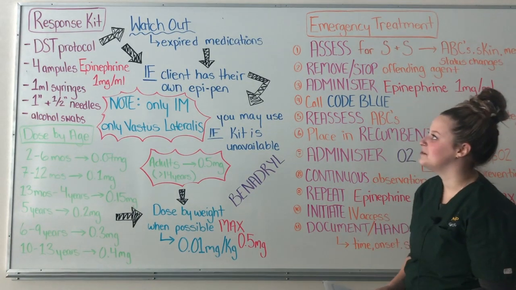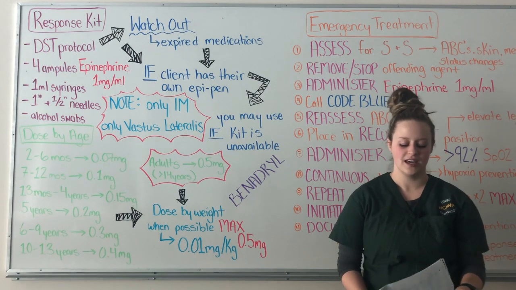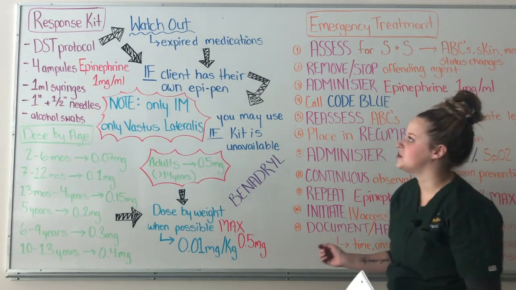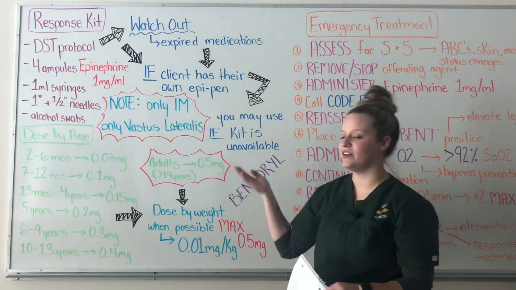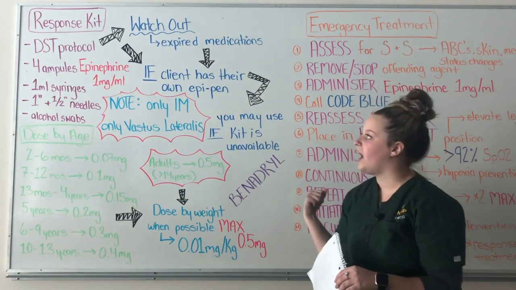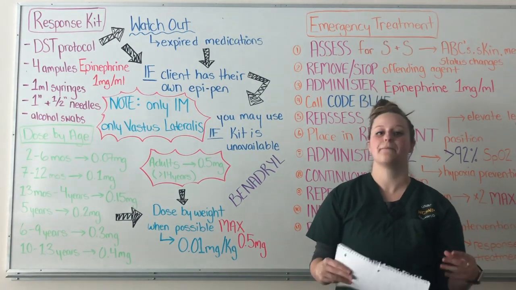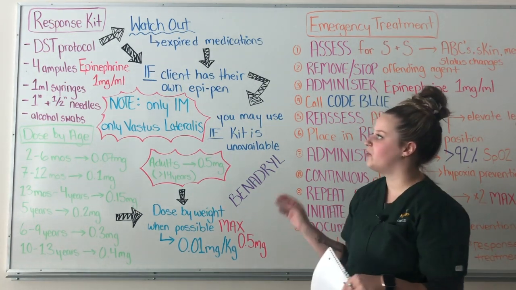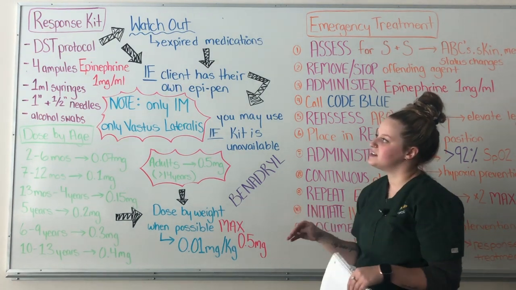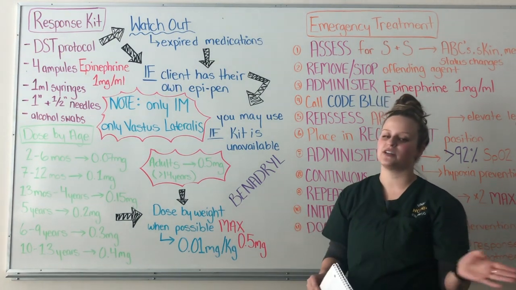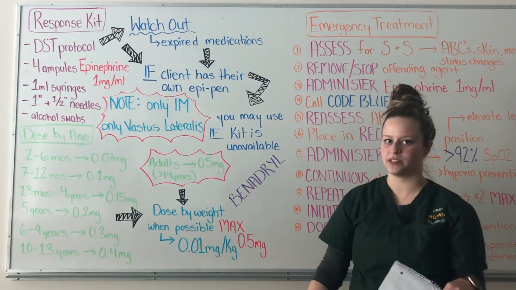So for this section, we're going to talk about the emergency response, what you do and what it looks like. So to start, I just want to draw attention to our response kits. All response kits will have a DST protocol, 4 ampules of epinephrine at the correct dosage, so 1 milligram per mil. Then we'll have 1 mil syringes, usually about 4, 1-inch needles, half-inch needles, 25 to 27 gauge. And then lastly, you'll have your alcohol swabs.